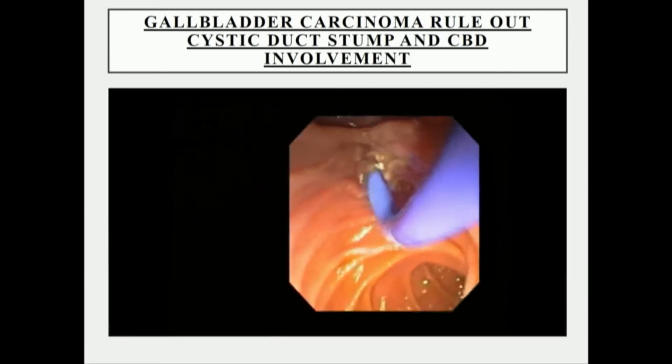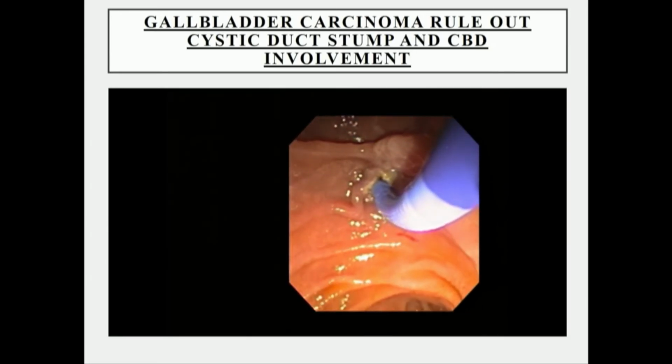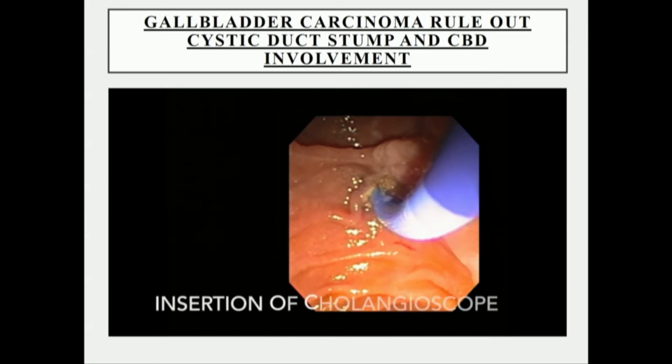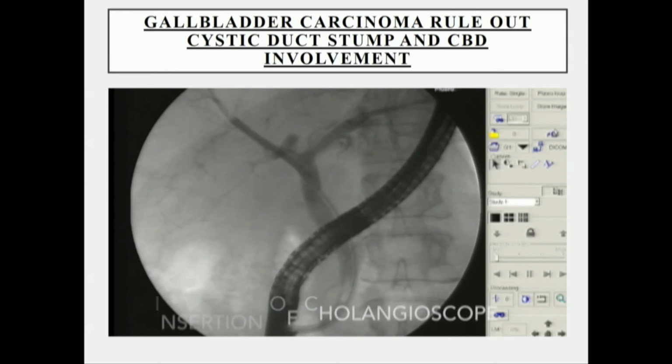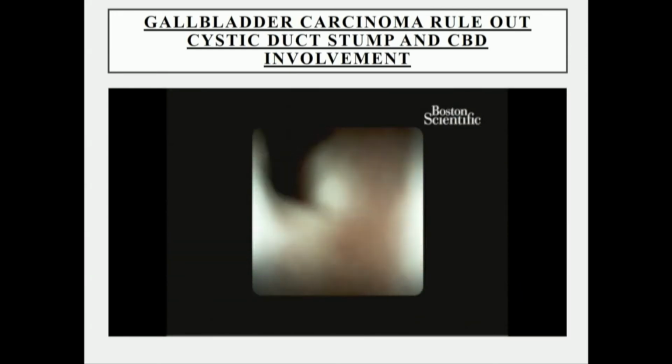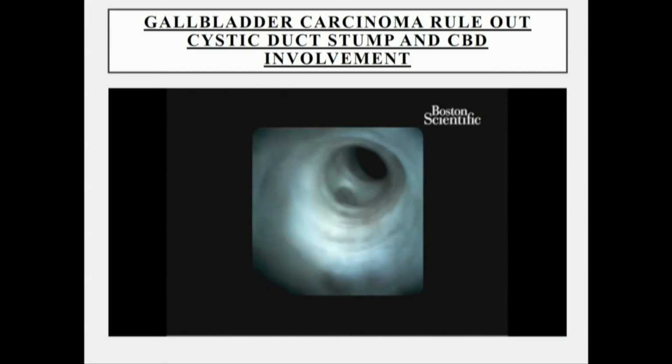When we were originally asked the question, I also wasn't sure would we be able to actually take a really good look at that cystic duct stump and how clean our images would be, and do we feel confident that we could absolutely rule out any involvement of the residual cystic duct stump and the common bile duct to preserve her from having a potential Whipple.